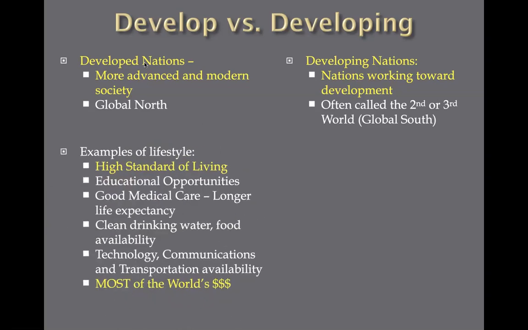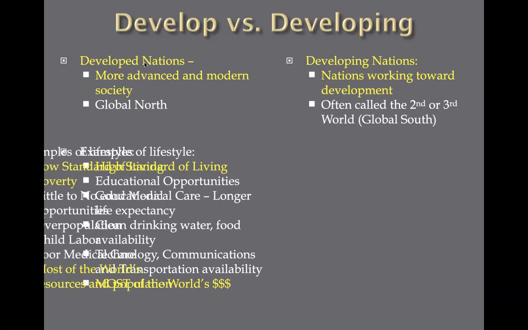So, in developed countries, some examples are high standards of living, a lot of educational opportunities, good medical care, a longer life expectancy, so that means you live longer, clean drinking water, and more food is available, technology, communications, and transportation availability. Developed nations have the most money in the world's economy.